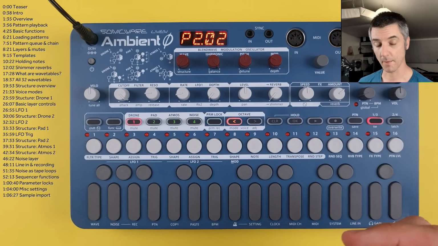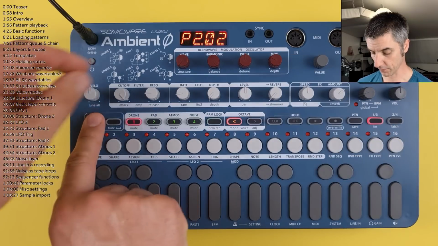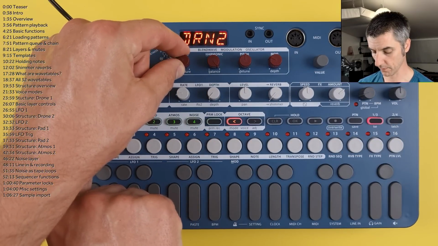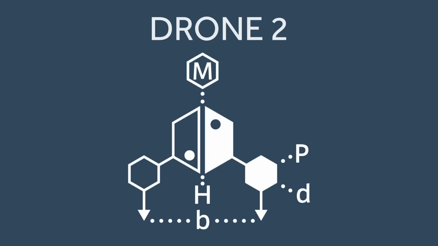So I've reloaded that pattern again to start from scratch. Let's have a look at drone 2. So let's turn our structure knob to drone 2. If we take a look at the structure diagram for drone 2, we can see that modulator is going straight into the middle of the drone wave oscillator. This means it will modulate the harmonic. One of the outputs is coming from the left hand side and another one is going from the right. We can change the pitch and detune of the right hand side.